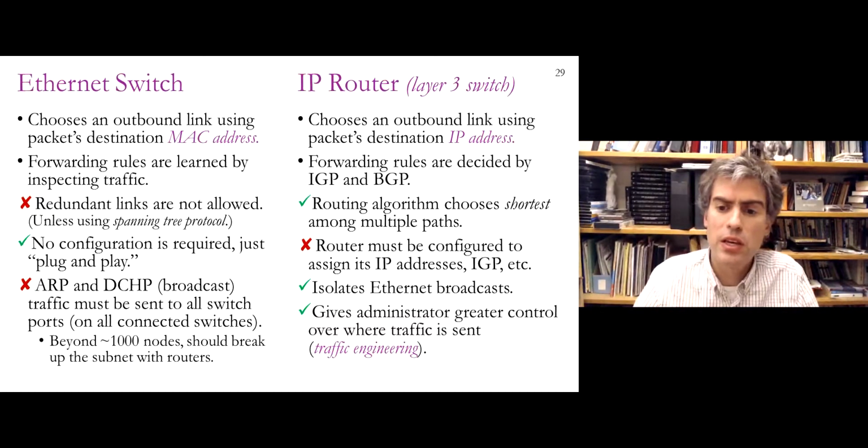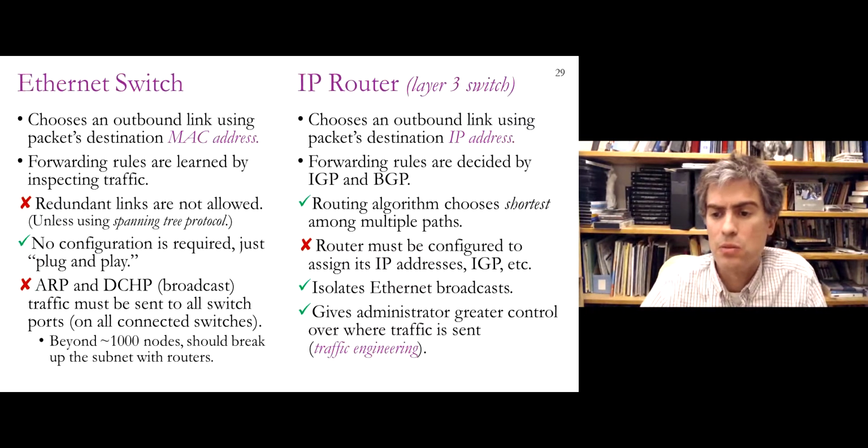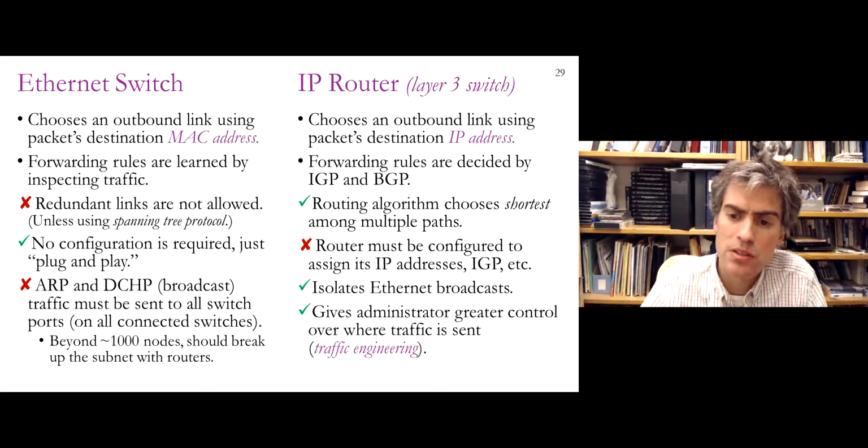With IP, we decide forwarding rules more explicitly using BGP and interior gateway protocols. So it's a little bit more systematic. It's not automatic. There's actually a protocol that has to be run to decide the forwarding tables. With Ethernet switches, redundant links are not allowed unless, like I said, you use a spanning tree protocol.